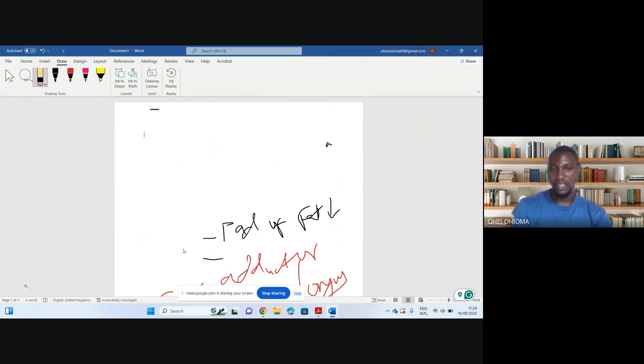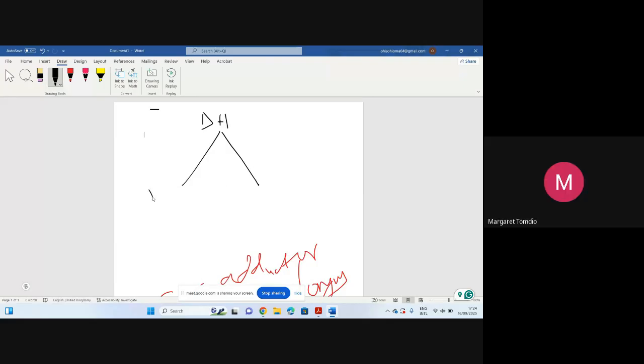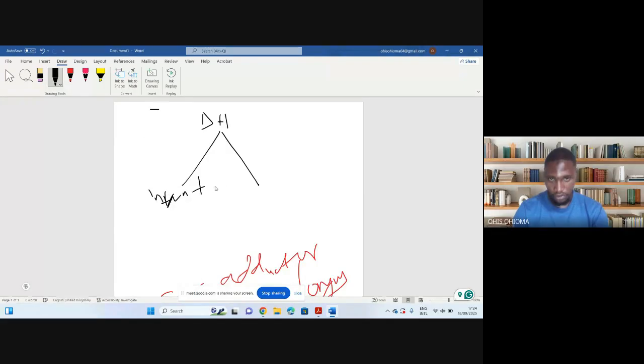So diaphragmatic hernia has two parts. Let me just write it. I told you guys that diaphragmatic hernia is associated with what syndrome? Down syndrome. Correct.